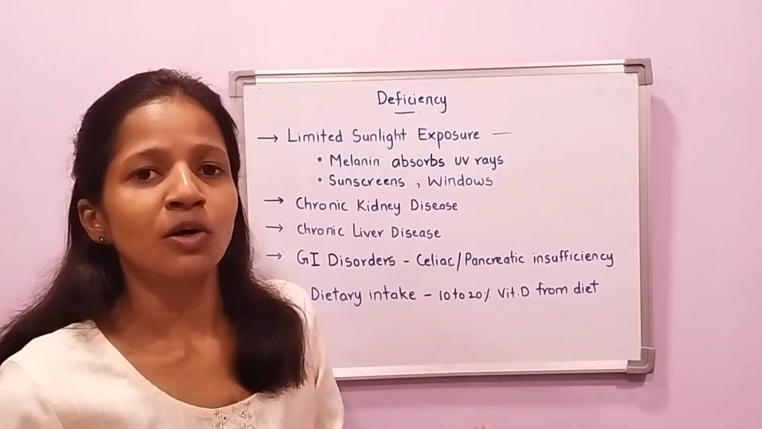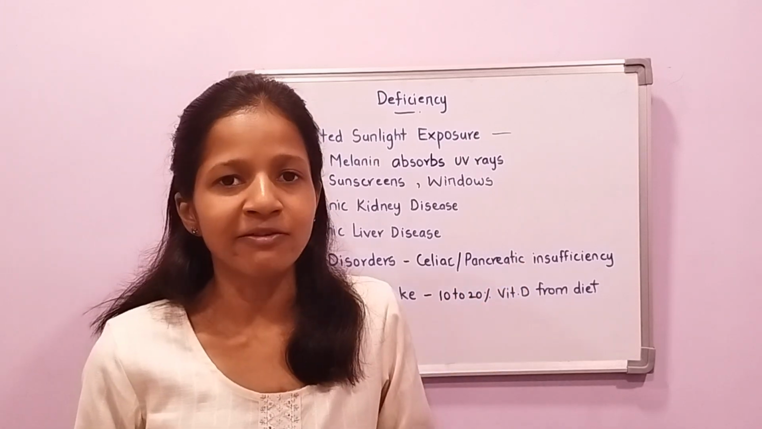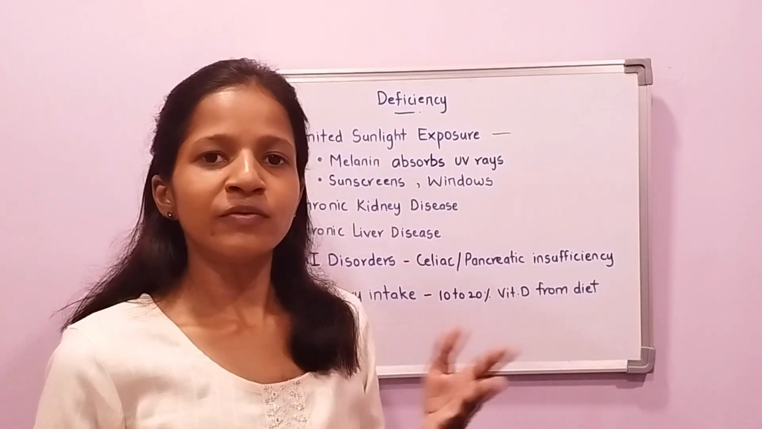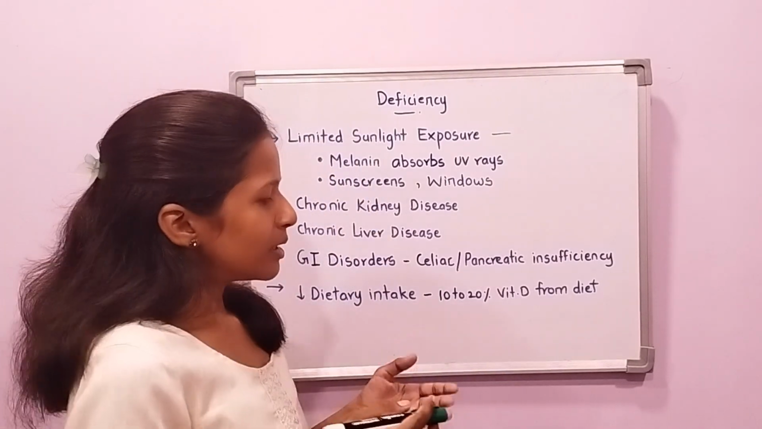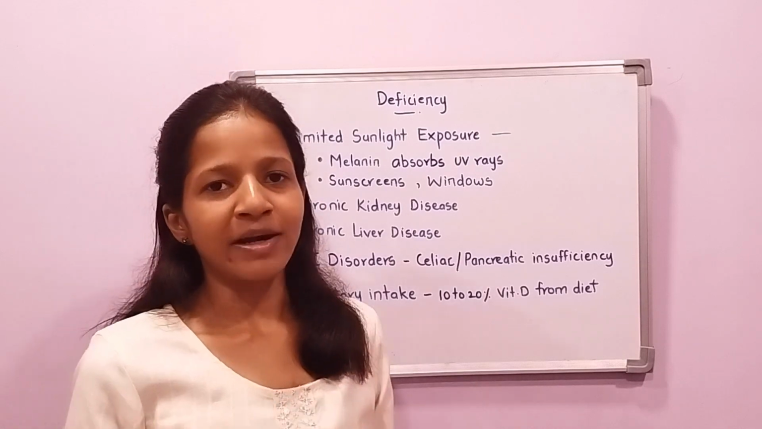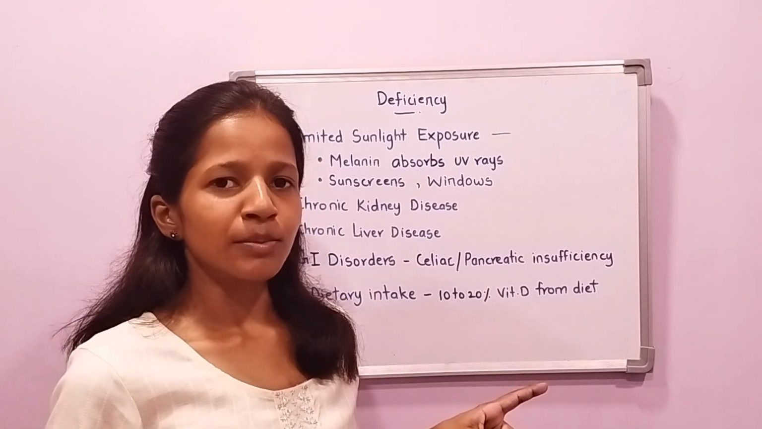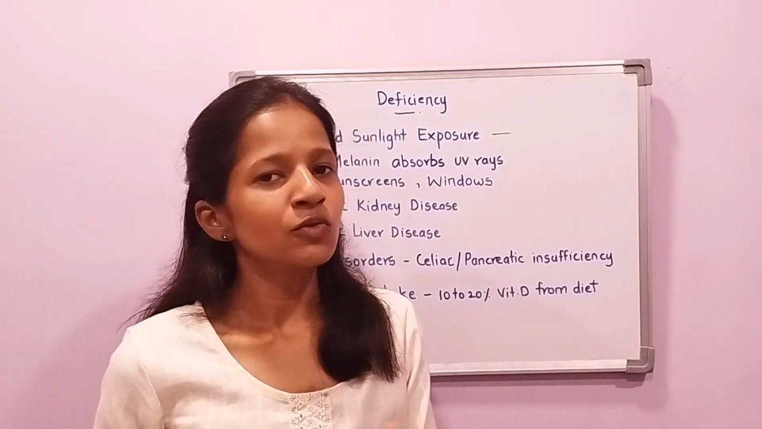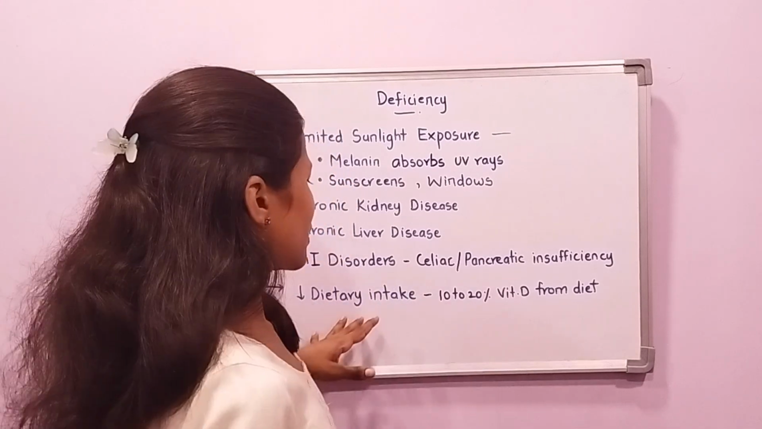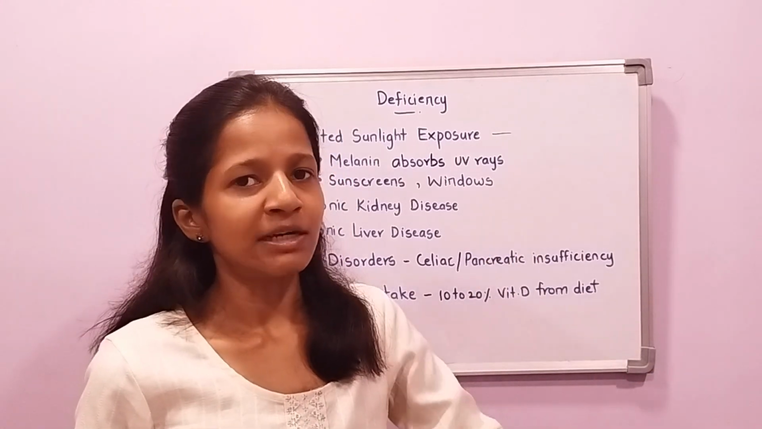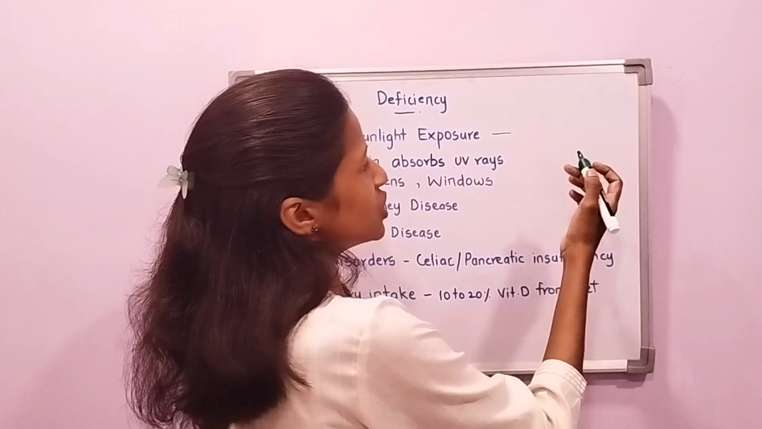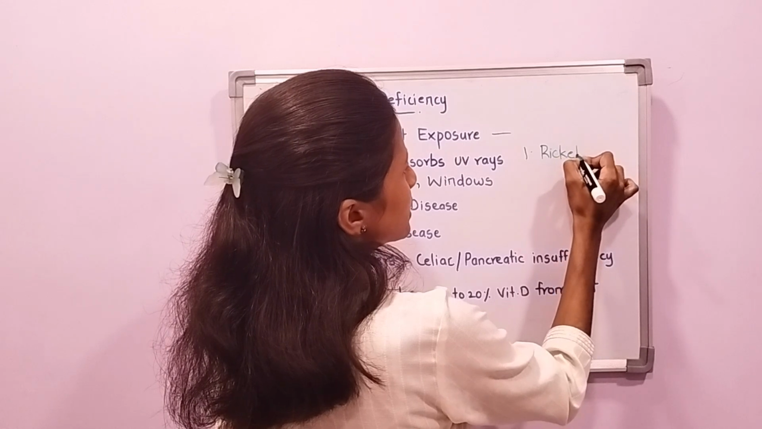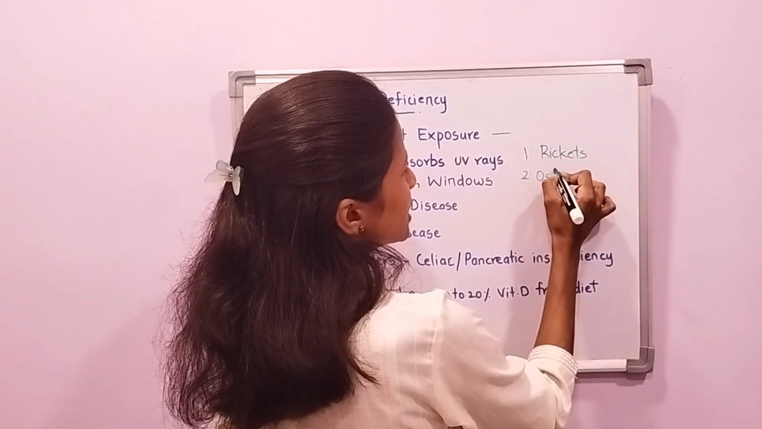Gastrointestinal disorders, malabsorption syndrome or celiac or pancreatic insufficiency, any GI related disorder where the absorption is affected can lead to vitamin D deficiency. Last could be a reduction in the dietary intake of vitamin D. But this is not a very important contributor because only 10 to 20% of vitamin D is obtained from the diet. Rest is through supplements or sunlight exposure, but this is one of the contributing factors for deficiency. Once someone becomes deficient, the two main vitamin D deficiency disorders are rickets in children and osteomalacia in adults.